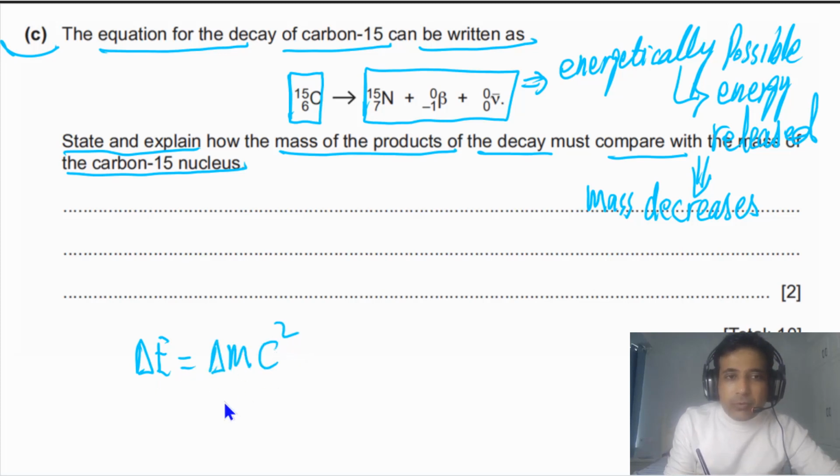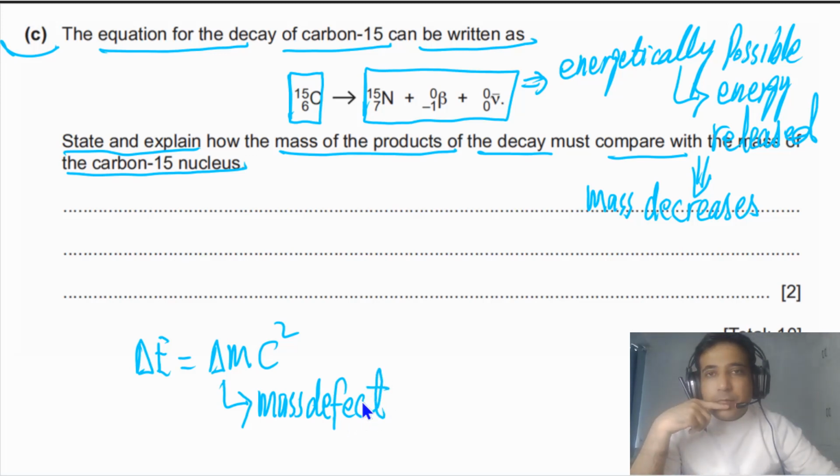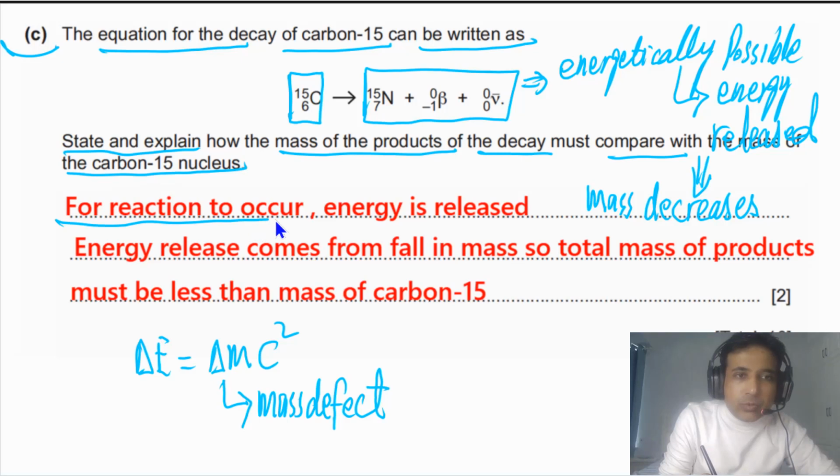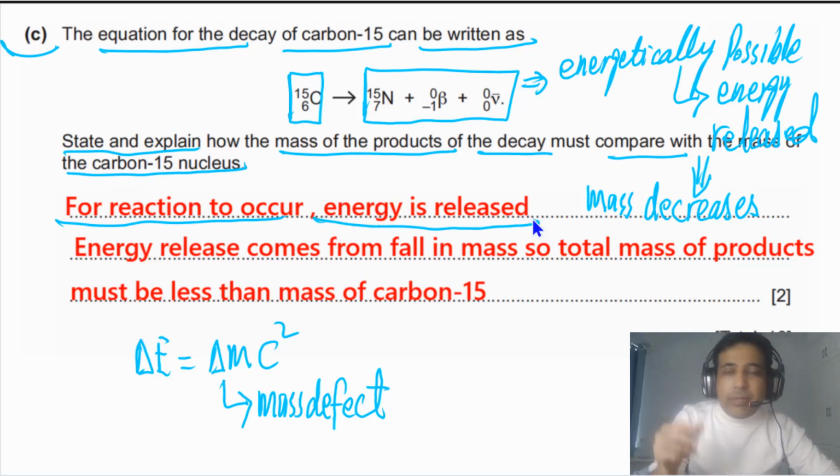Let me show you the answer, how you can write it. In your answer, you can mention these points. This question has 2 marks. 1 for: for the reaction to occur, energy is released. Any reaction which is energetically possible, energy must be released; otherwise, energy has to be absorbed. So this is energetically possible, which means energy is released. Energy release comes from decreasing mass. So the total mass of the products must be less than the mass of carbon-15, meaning the parent nucleus.